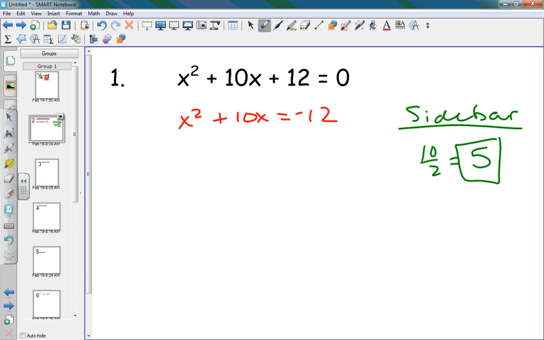Now, what do I do with this? I take 5 and I square it, and that's going to give me 25. Well, what do I do with 25? I take that number and I add it to both sides. Give me 1 minute.